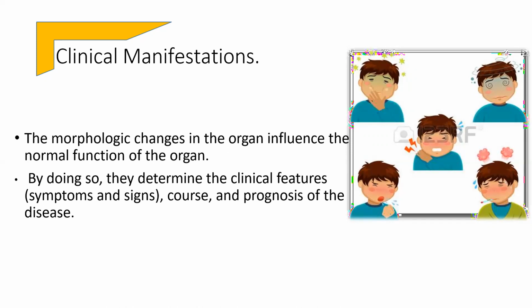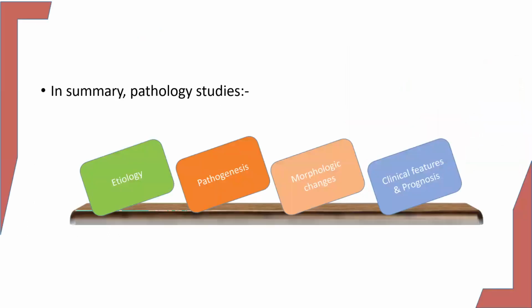By doing that, determine the clinical features, symptoms, and signs, okay, course and prognosis of the disease. So in summary, pathology studies etiology, pathogenesis, morphological changes, then clinical features and prognosis. When patient will come to you, on clinical features level.